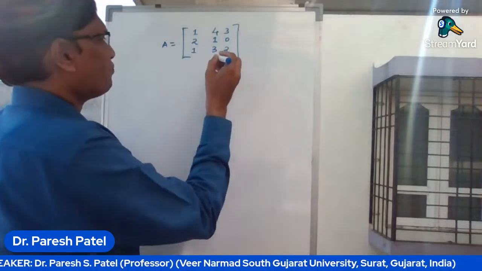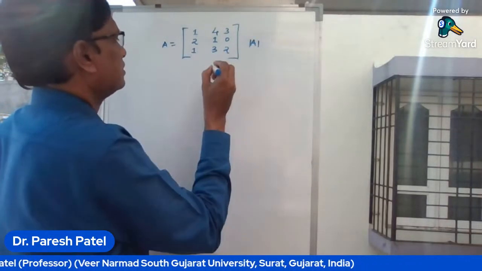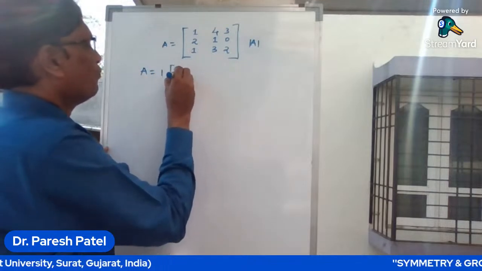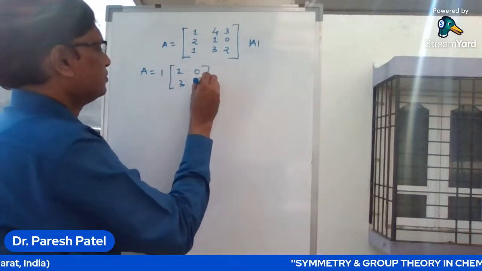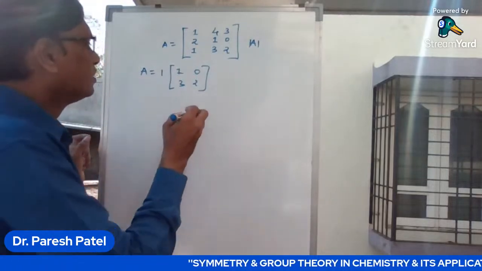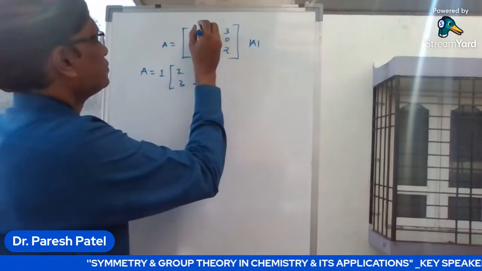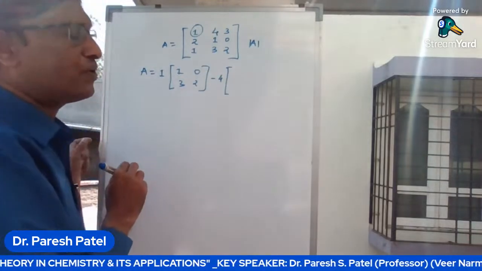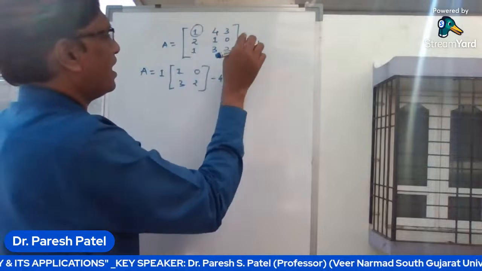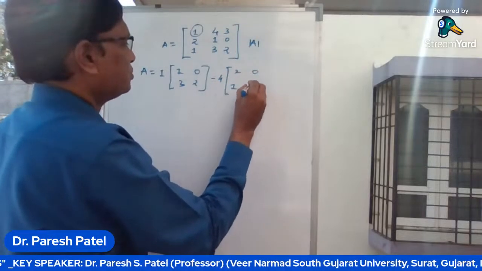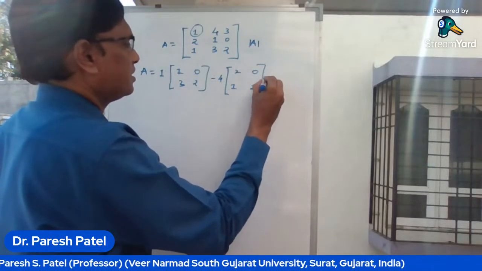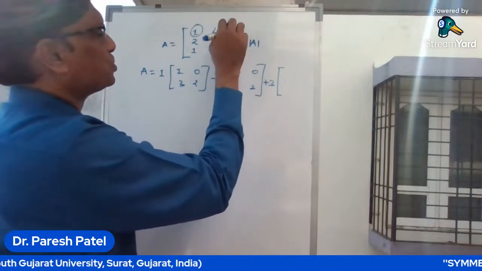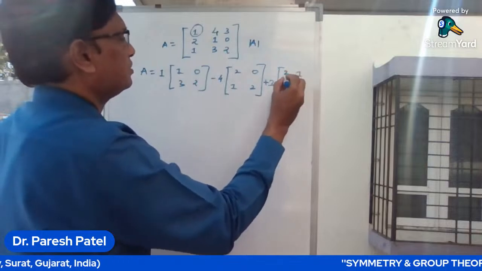Now, first step, find the determinant of this matrix A. It is equal to 1, first row, first column, times the remaining 1, 0, 3, 2, minus 4. This is the element of the first row, second column, so the remaining are 2, 0, 1, 2, plus 3. This is the element of the first row, third column, so the remaining are 2, 1, 1, 3.